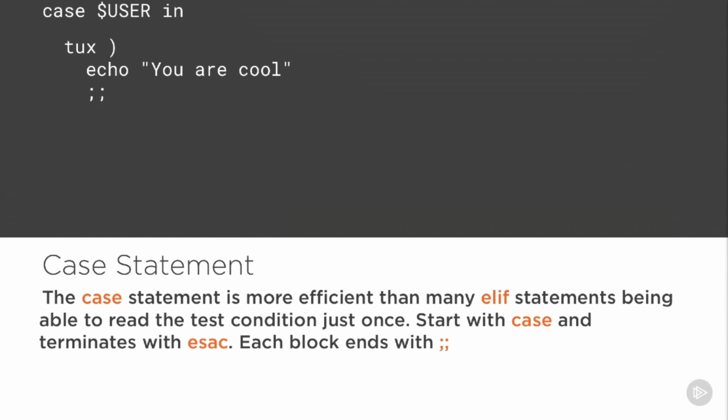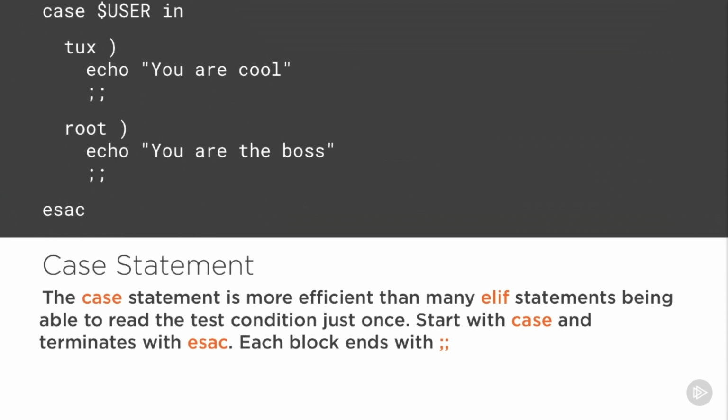If it is tux, we're going to echo out, "Ooh, you are cool." Note how we end and the use of the double semicolon. Now, if we're not tux, we must be somebody else. So if we're root, we can echo out, "Okay, you're the boss." And again, that double semicolon to end that code block. Again, we could have multiple actions before we have the semicolons.